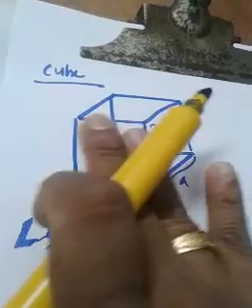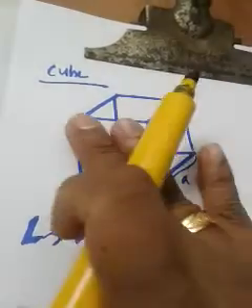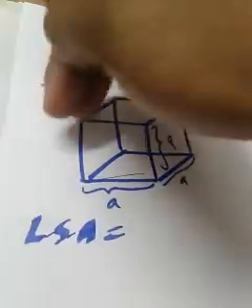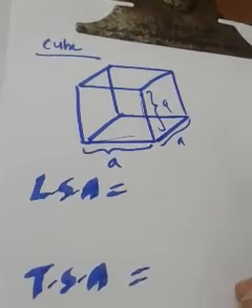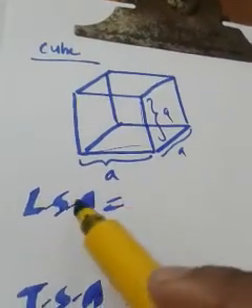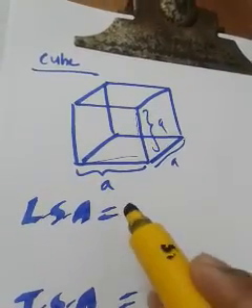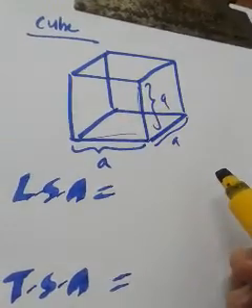This face will belong to lateral surface area. This side face, this front face belongs to lateral surface area. This side face and that side face belong to lateral surface area, and the back face also belongs to lateral surface area, isn't it? So in order to calculate lateral surface area, we have to take the sum of areas of all lateral surfaces.